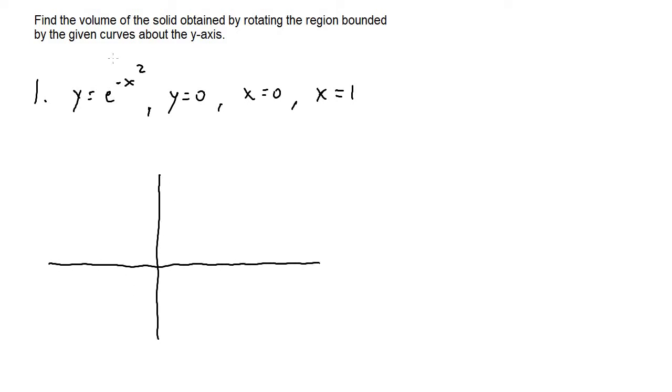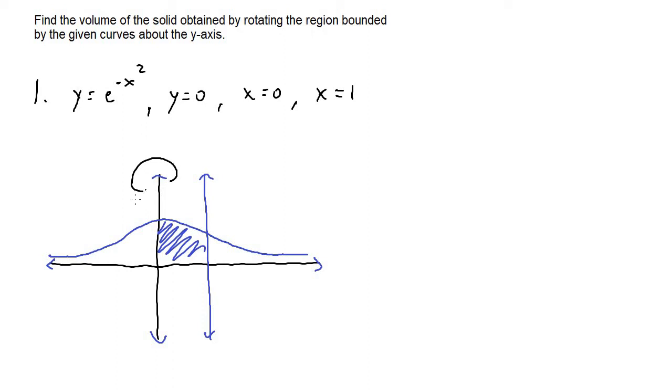So if you use your calculator and graph y equals e to the negative x squared, it's going to look something like this. And then y equals 0 is obviously just going to be the x-axis. We have x equals 0, which is the y-axis, and then we have x equals 1, which is somewhere around here. So this is the region we're talking about, and we want to rotate this region about the y-axis.